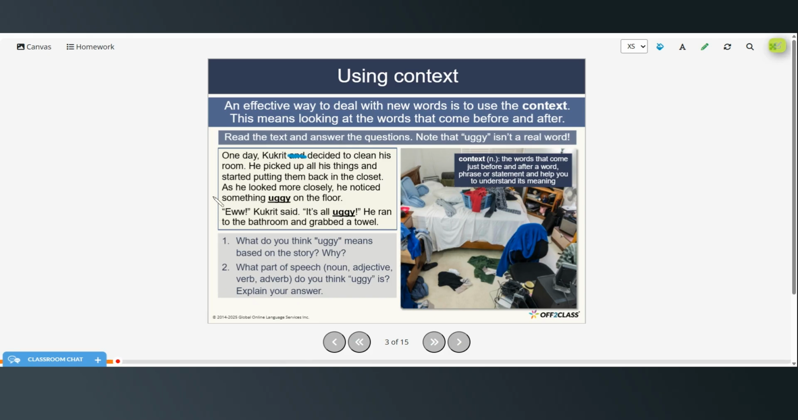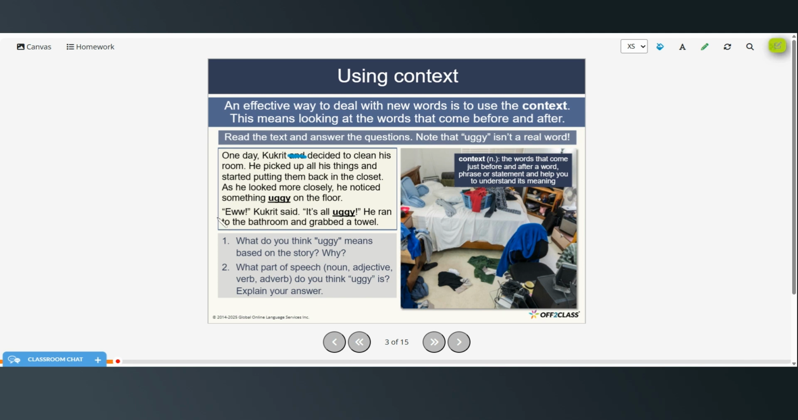Okay. One day, Kukert decided to clean his room. He picked up all his things and started putting them back in the closet. As he looked more closely, he noticed something ugly on the floor. Ooh, Kukert said, it's all ugly. He ran to the bathroom and grabbed a towel.